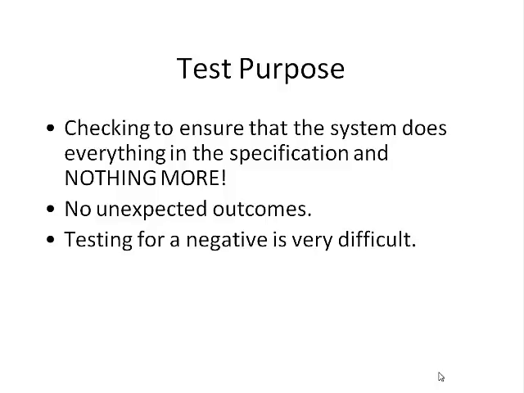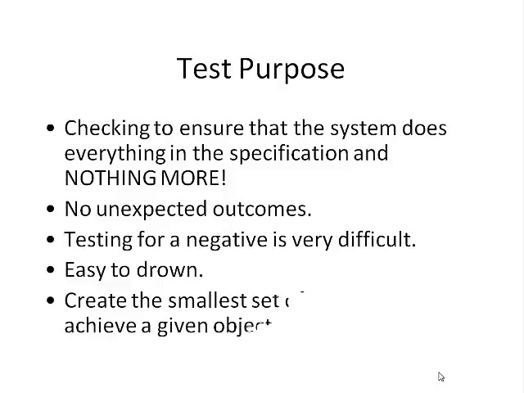Testing for negatives is always very difficult. Trying to prove a negative thing, trying to prove that something won't happen is remarkably difficult. For any system of any decent level of complexity, it's easy to drown in the tests, which perhaps is why we've been spending a lot of time with this different testing nomenclature in terms of the different words used to describe the different aspects of the test execution process. Our objective is always to create the smallest number of tests which will prove the system is fit for purpose.